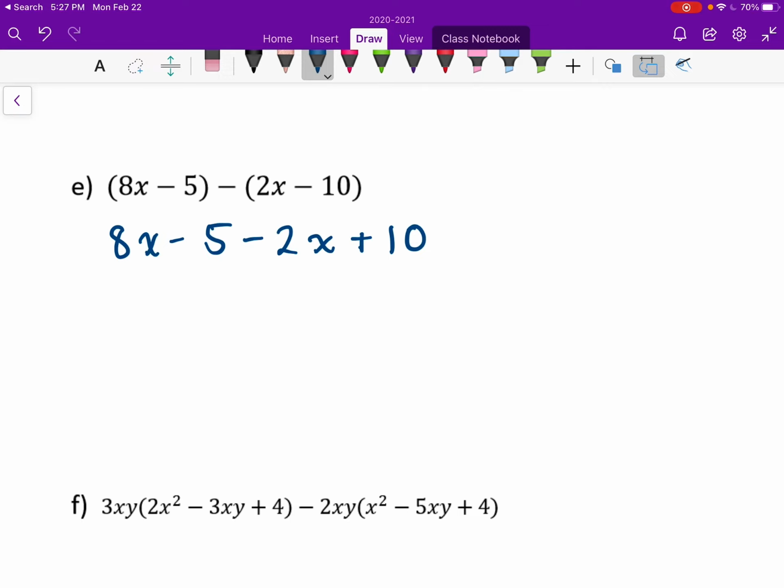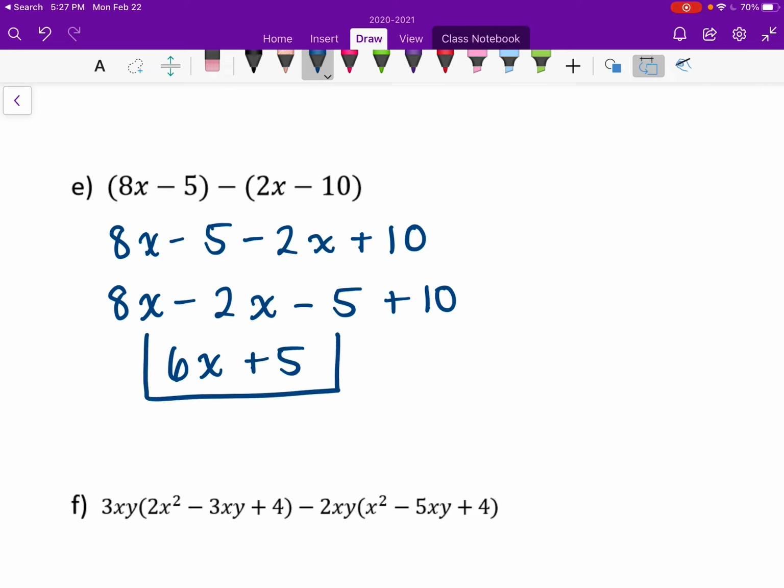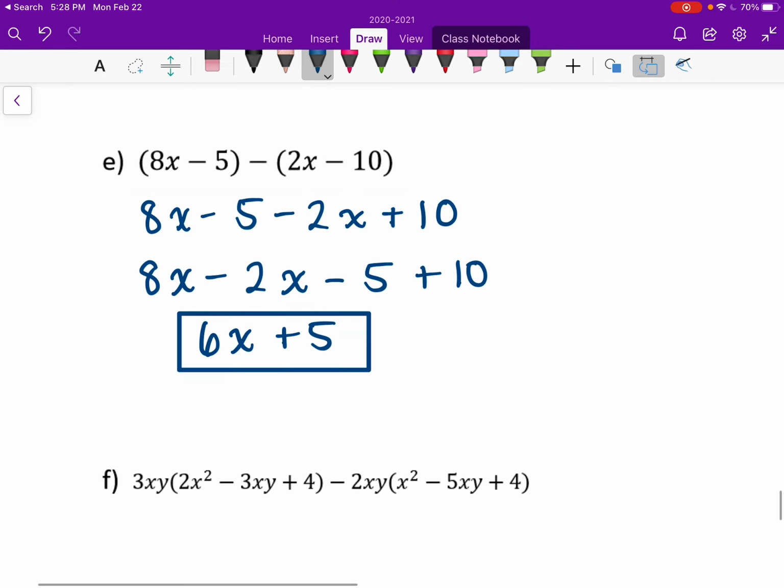So then we're just going to go collect like terms. So we have 8x minus 2x, negative 5 plus 10. 8 minus 2 is going to give us 6x. Negative 5 plus 10 is going to give us positive 5. And that's my answer. Moving on.